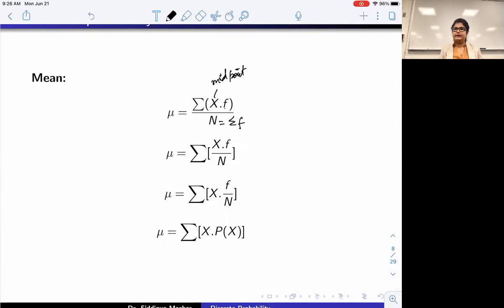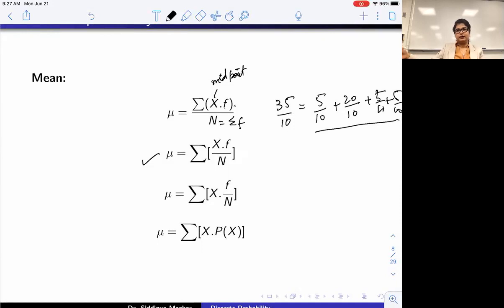So I'm rewriting this formula in another way. Can I write this as the sum of x dot f divided by n? Because for instance, if I have 35 by, let's say, 10, can I write this as 5 by 10 plus 20 by 10 plus again 5 by 10 and plus 5 by 10? Can I write this? So if I can write it as this equation, I can split it into fractions.